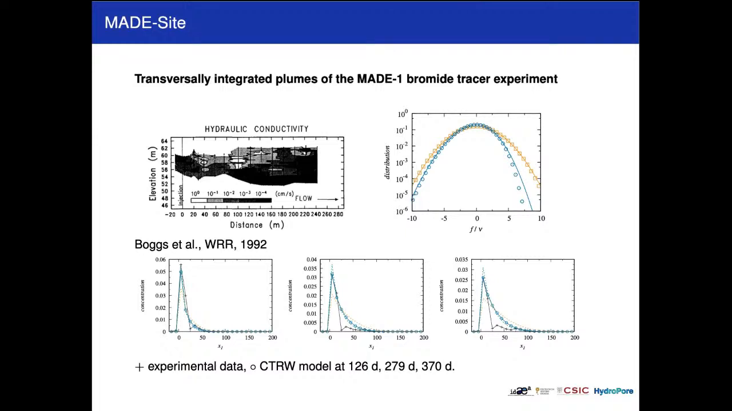Then we also used this model to model the transversely integrated plumes of the MADE-1 tracer experiment. That's what I showed a few slides before, an experiment that motivated a lot of studies on non-Fickian transport. What we did is we took hydraulic conductivity data from the literature. Of course, we had to numerically solve the Darcy equation in order to do the flow statistics. Here you see the hydraulic conductivity distribution, and this is the velocity distribution that we got. Then we parameterized the model in order to describe the vertically and horizontally integrated concentration plumes. What we obtained, you see the crosses are the experimental data, and the lines are the CTRW model. It's relatively well described.